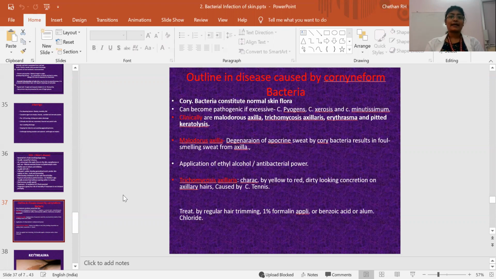Coming to trichomycosis axillaris, it is characterized by yellowish to red, dirty-looking concretions on the axillary hairs, which is caused by Corynebacterium tenuis. It is treated by regular hair trimming. You should always ask the patient to trim the axillary hairs so that the bacteria cannot survive there. You can also treat with 1% formalin application or benzoic acid or aluminium chloride.